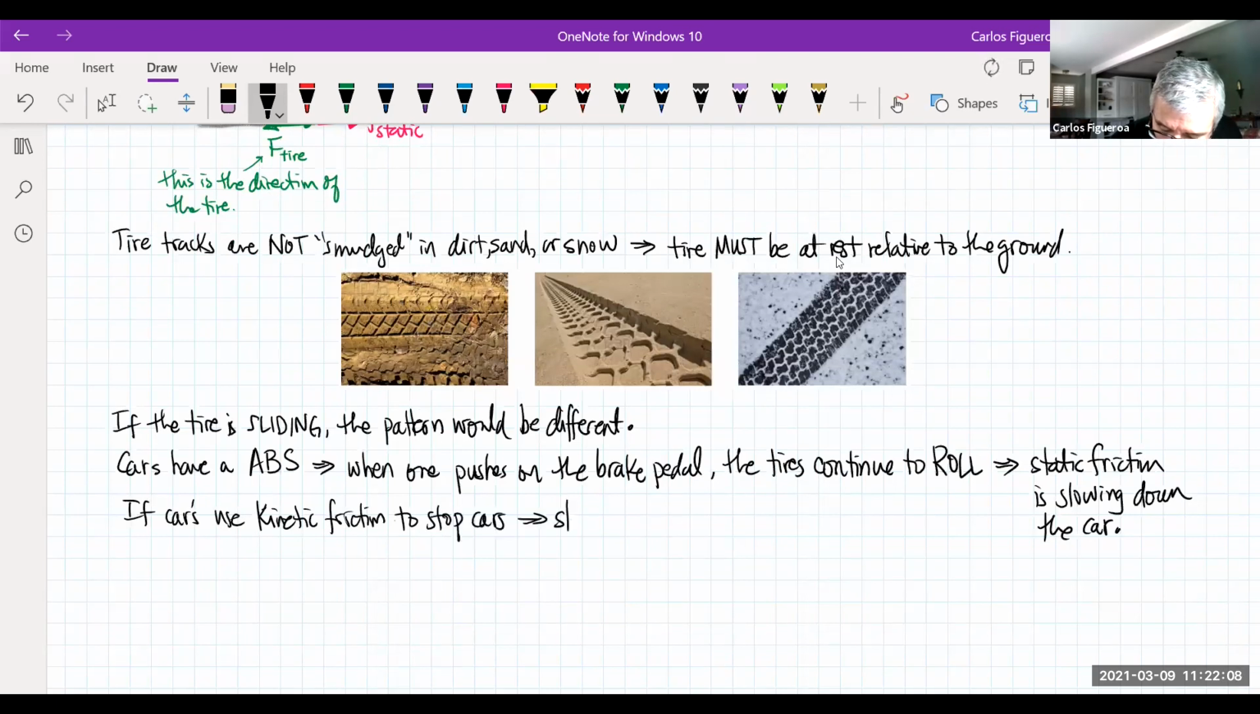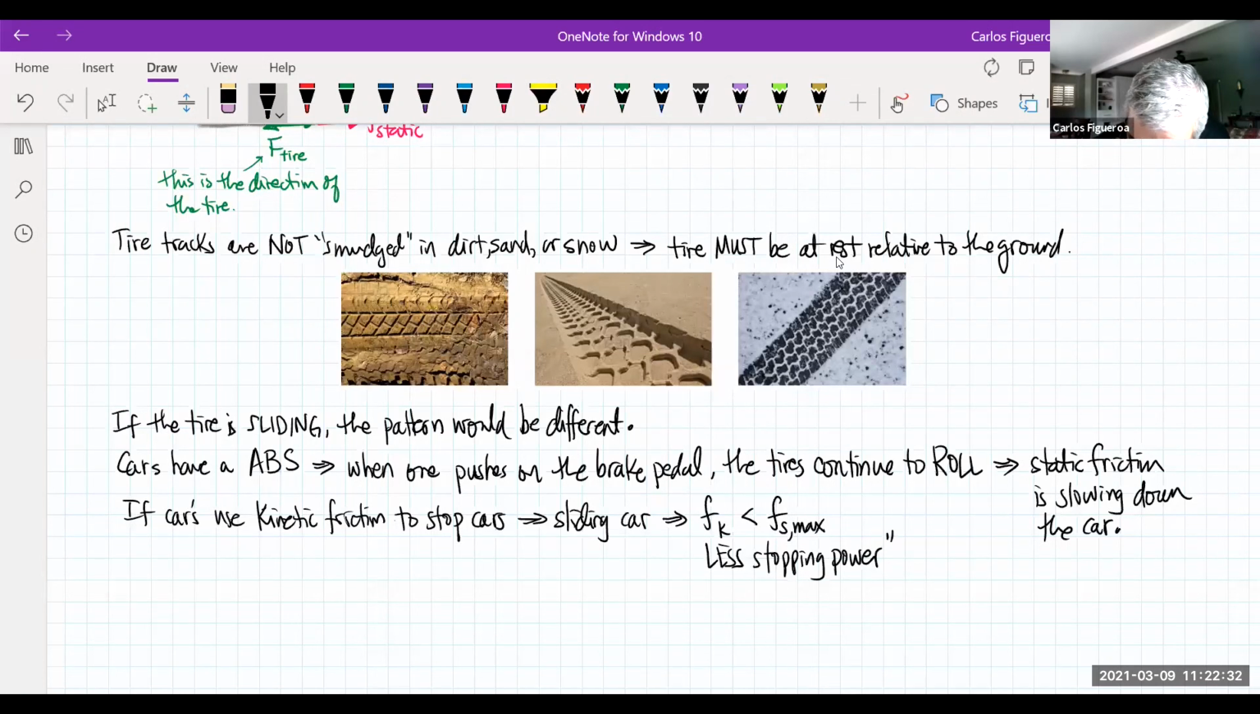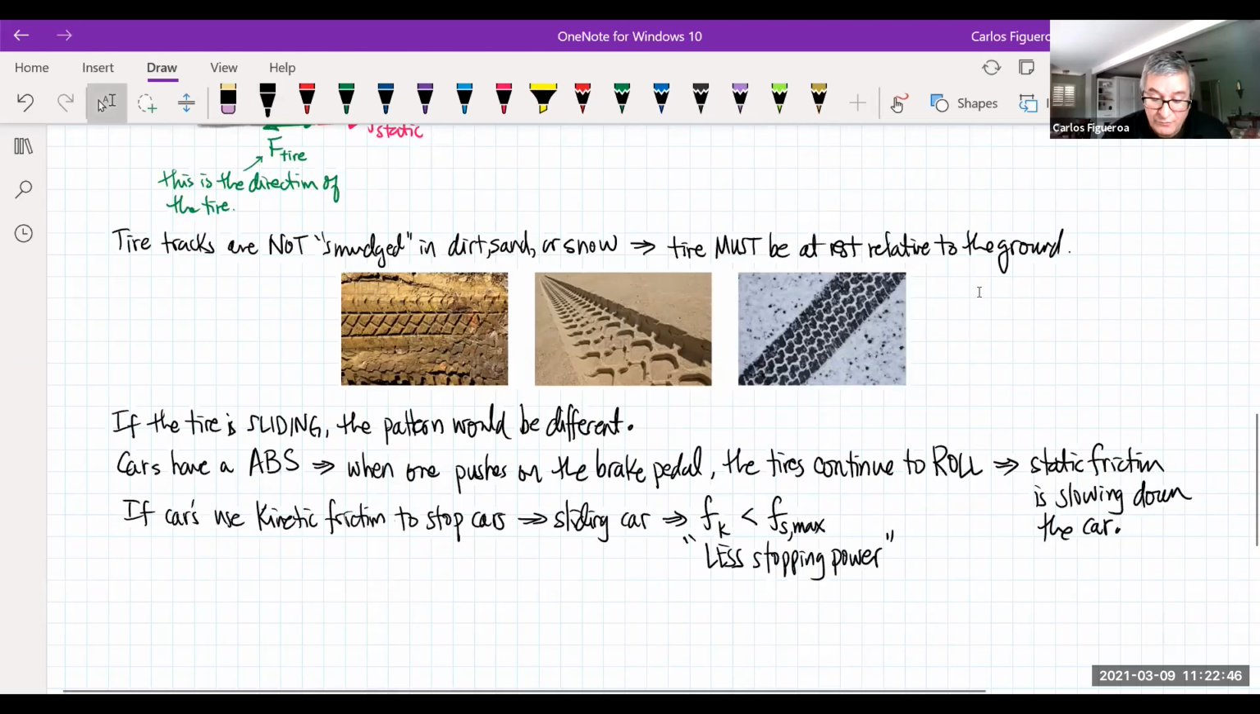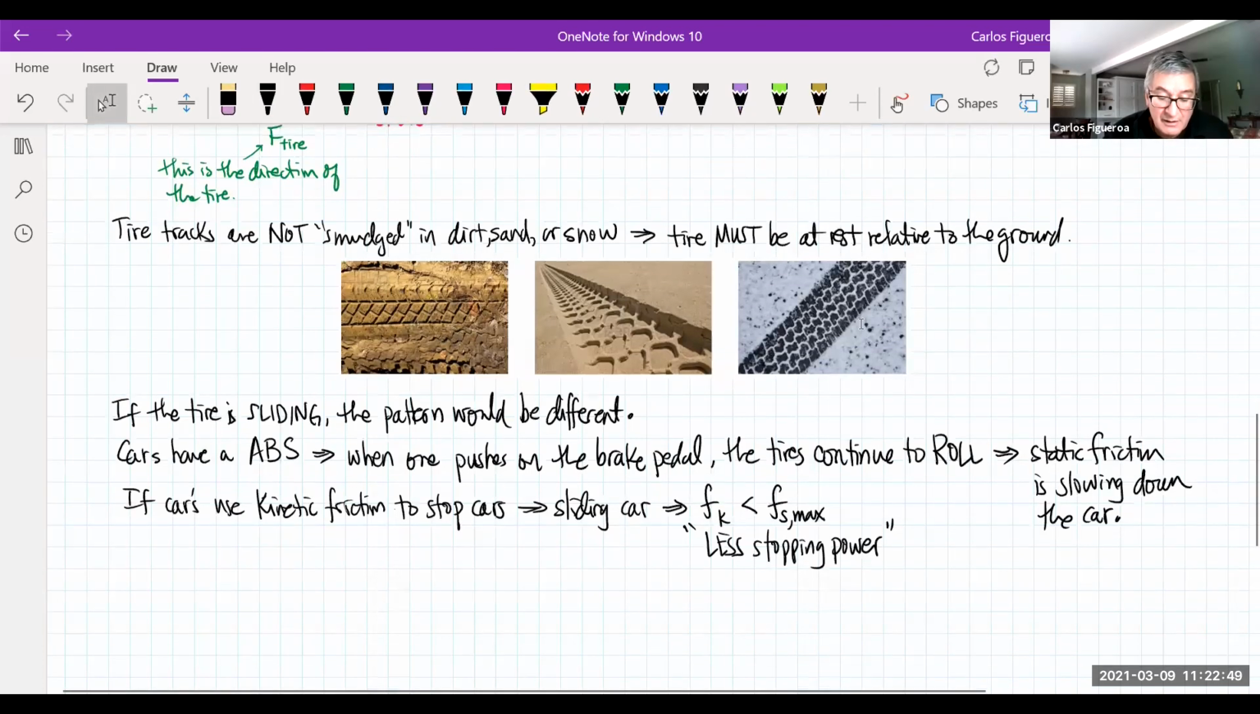that means you have a sliding car, which then means since f_k is less than f_s max, there's less stopping power. There's less stopping power. It goes way down, in fact, because typically kinetic friction is much smaller. So what you're finding here, here's another thing that I want to, let me make sure I'm doing what I'm talking about here.